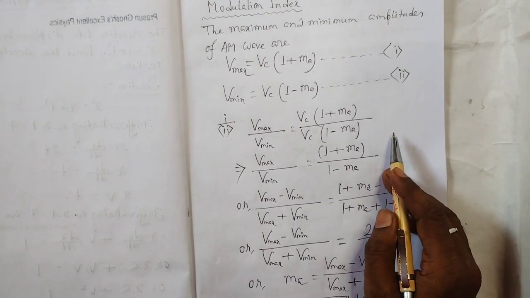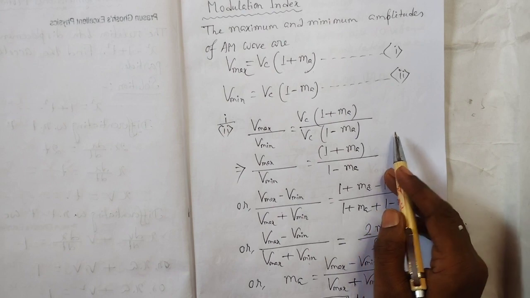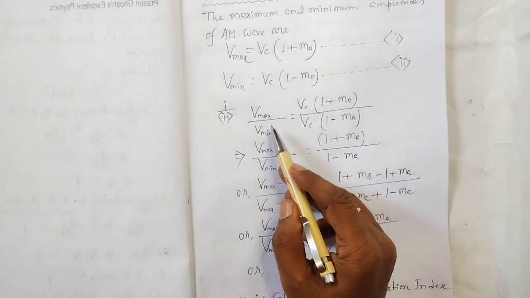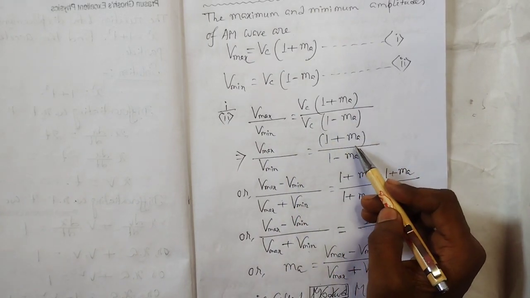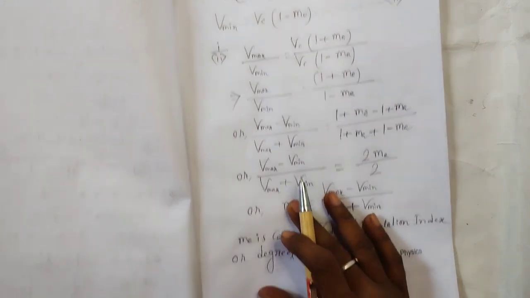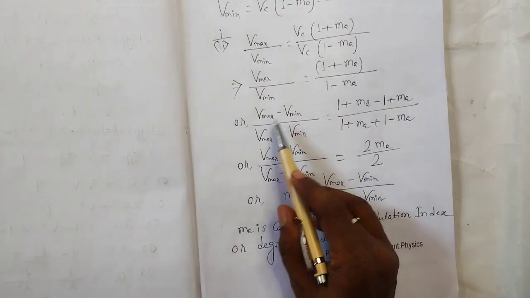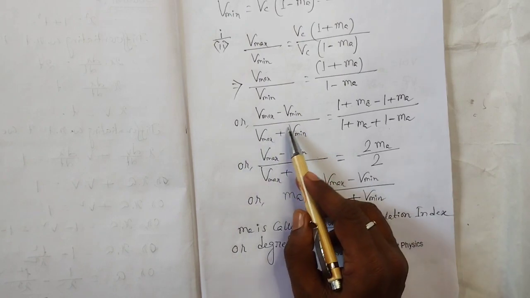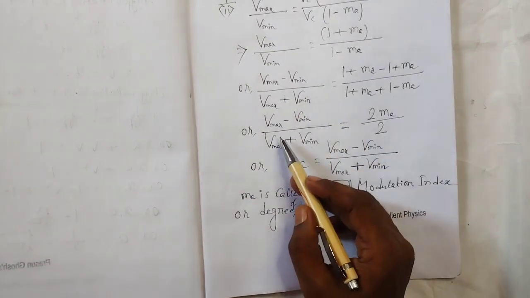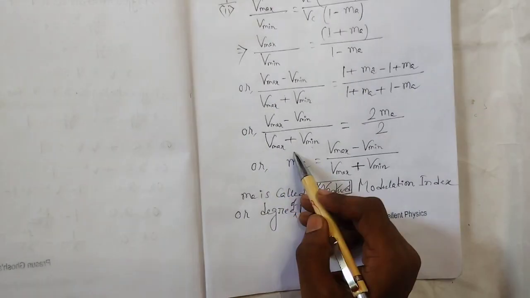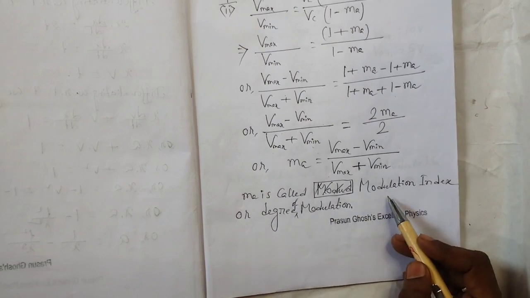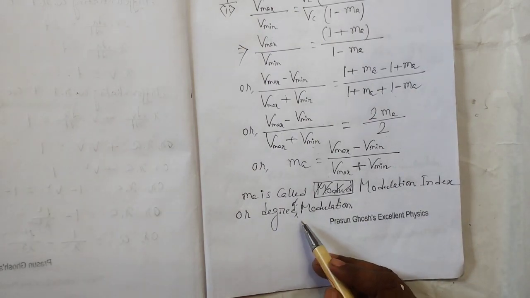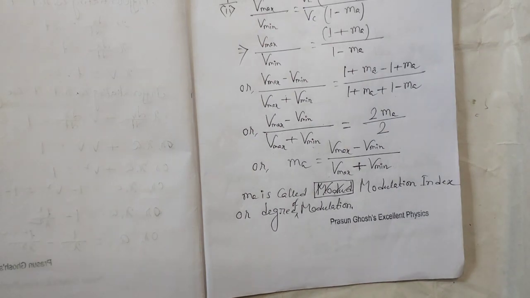So dividing 1 by 2, we get Vmax by Vmin equal to (1 plus Ma) by (1 minus Ma). Applying the addition division theorem, we get (Vmax minus Vmin) by (Vmax plus Vmin) equal to Ma. Ma is the modulation index, which we can also call the degree of modulation. So this is the concept of modulation index in amplitude modulation.